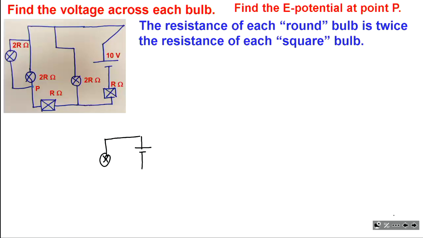Now, as you can see, this circuit has 2 types of bulbs, square bulbs and round bulbs. And what we know about those bulbs, they have different resistance. A junction point.